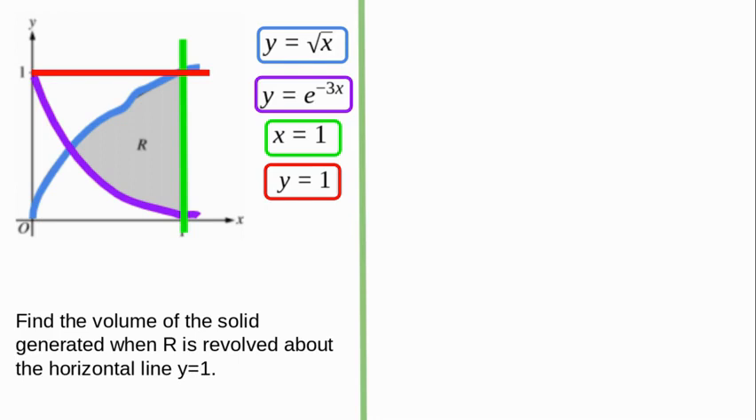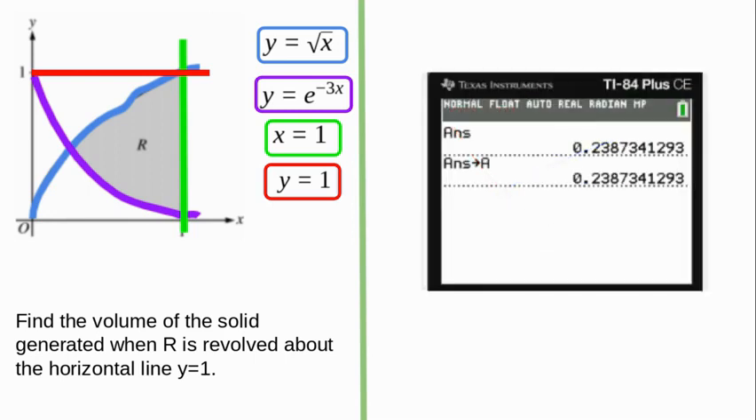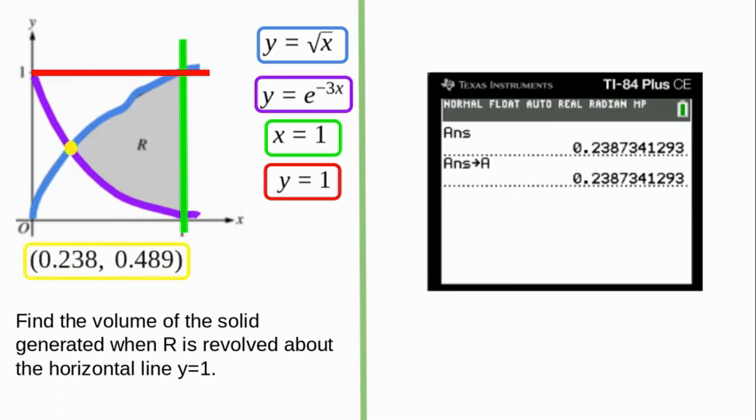This is a calculator active problem, so you can start by graphing the two curves on your calculator and using second trace to find their intersection. Then if you return to the normal mode of your calculator, you can recall the x-coordinate of their intersection. It can be helpful to store this number in one of the variables in your calculator so you can use it later without having to round or type out the whole long decimal. So now, we know that the two lines intersect at 0.238 and 0.489. So now we have both the left and the right bounds of the region R.